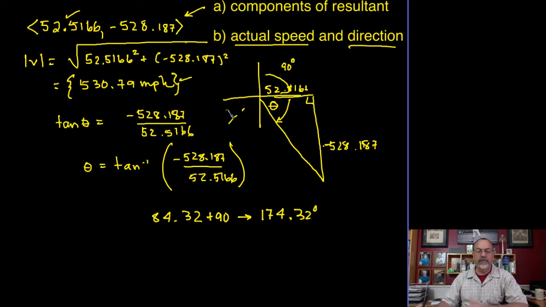So the answer to B is the plane will be going 530.79 miles an hour, taking into account the speed of the airplane and the speed of the wind acting upon the airplane. And the direction angle will be 174 degrees, again, because of the effect of the wind on the plane. And so that's how we would apply vector arithmetic in a problem where we have the components of the vectors and use the arithmetic to discover the speed and direction after two forces are acting on an object.